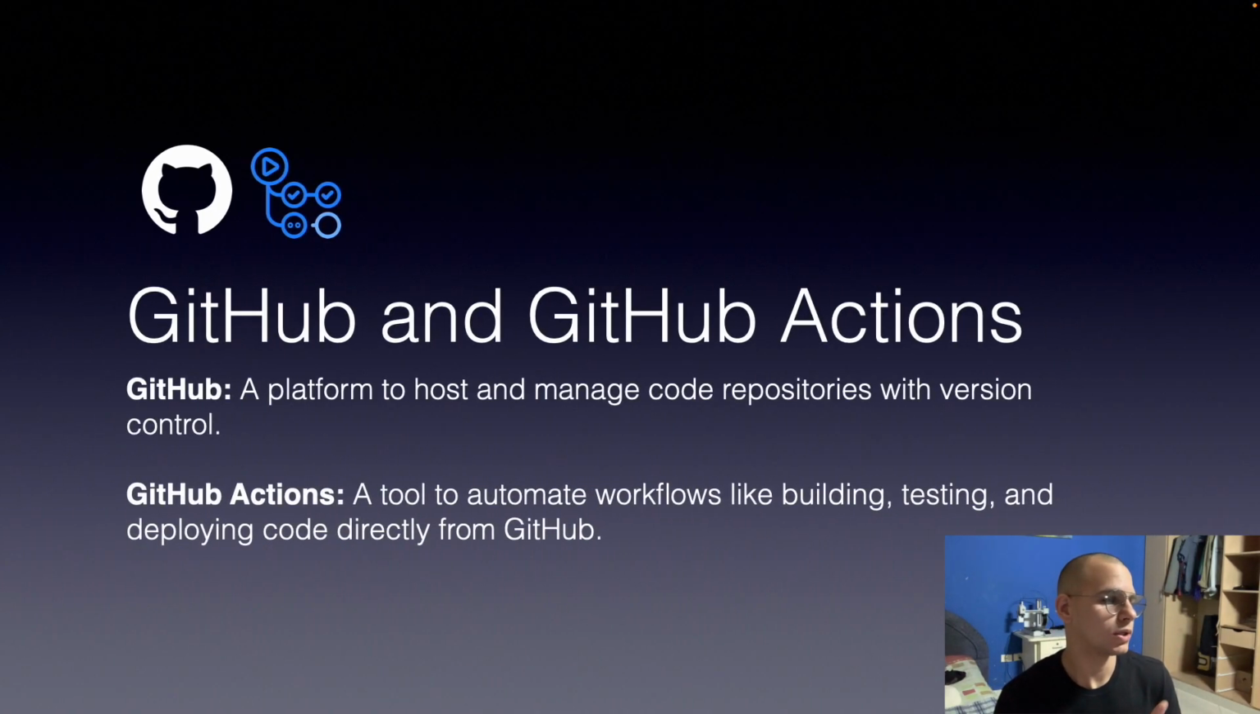So we're gonna use GitHub and GitHub Actions. GitHub you probably already know. But GitHub Actions is a tool that will let you automate workflows like building, testing, and deploying code directly from GitHub. So this is a super powerful tool that needs a few configuration files, actually just one, and it's important to place it in a specific part in your directory. And I'm going to show you that in the future.